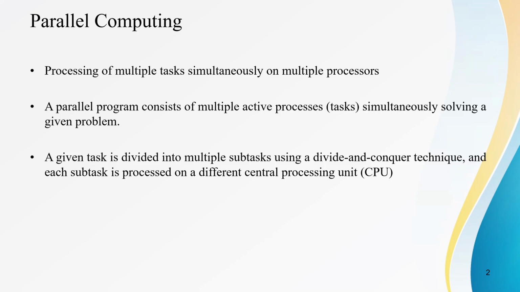Parallel computing involves processing of multiple tasks simultaneously on multiple processors. A parallel program consists of multiple active processes, also known as tasks, that simultaneously work to solve a particular problem. A given task is divided into subtasks using the divide and conquer technique, and each subtask is processed on a different CPU.